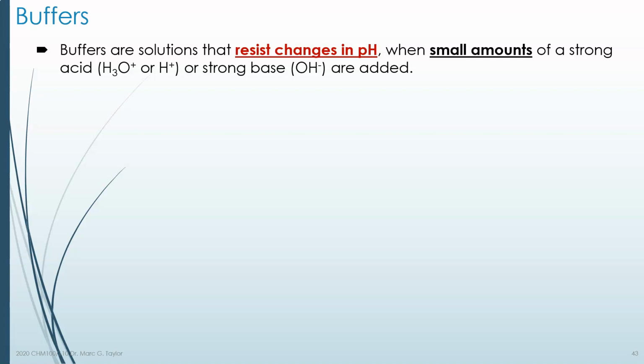So strong acids will generate the same amount of protons or hydronium ions, and strong bases will generate the same amount of hydroxide, depending on how much acid or how much base you add to the water. And the role of buffers is they react with these two ions, the acid ions or the base ions, and prevent them from changing the pH of the water.